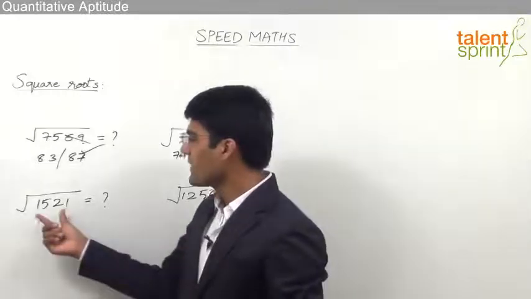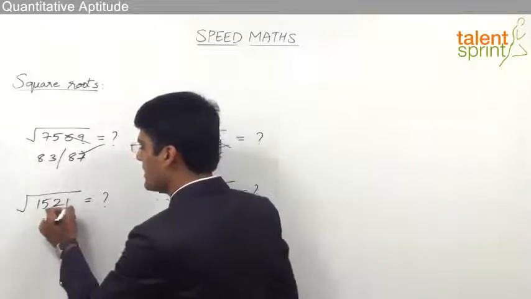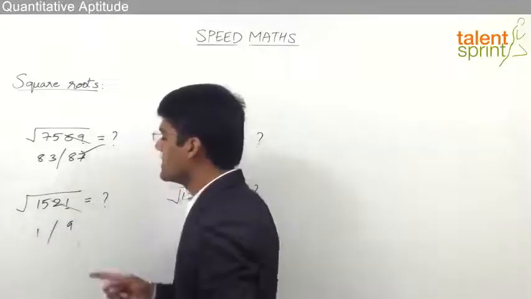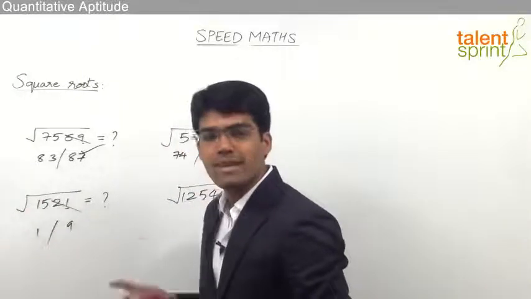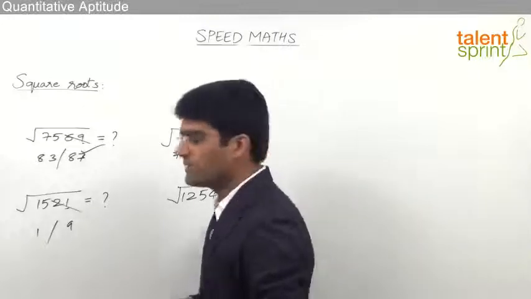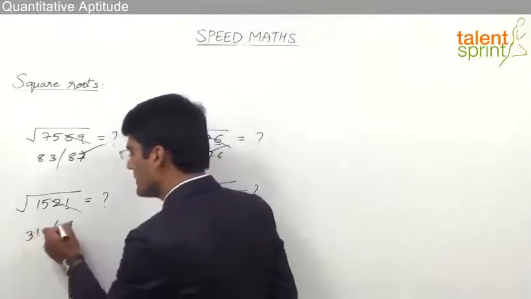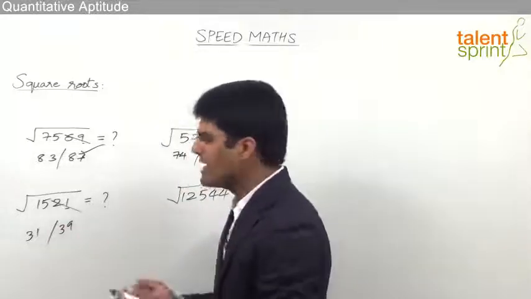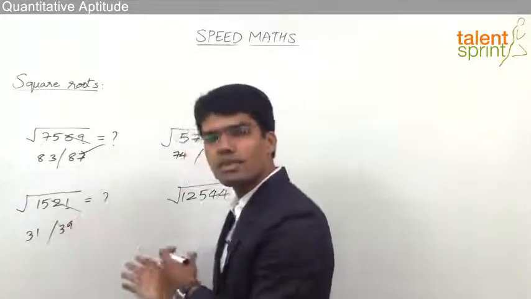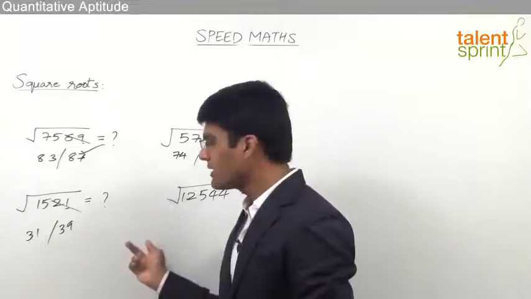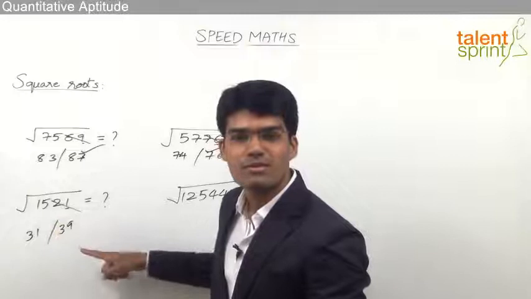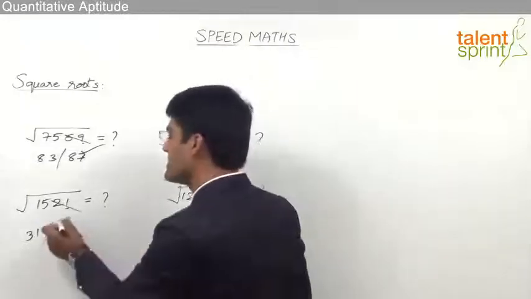The next one here is 1521. Because the number is ending in 1, its square root should end with 1 or 9. Leaving the last 2 digits, less than 15 and a perfect square is 9. 9 is square of 3. So we get 31 or 39. Now exactly between them we have 35. Or otherwise, if we go by the range of 30 to 40, 30 square is 900 and 40 square is 1600. This number is closer to 1600. So the answer has to be closer to 40. So 39 is the correct answer.